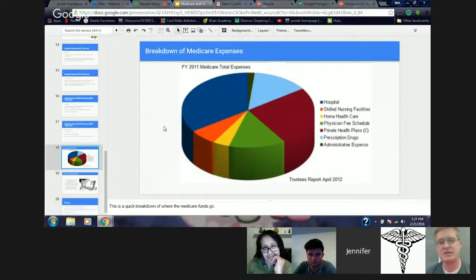So here's just a general graph that shows how the funds for Medicare are broken down and allocated in the Medicare system. As you can see, the majority of the funds are used for hospital expenses. And then after that, you have the private health care plans as part of Part C Medicare insurance.